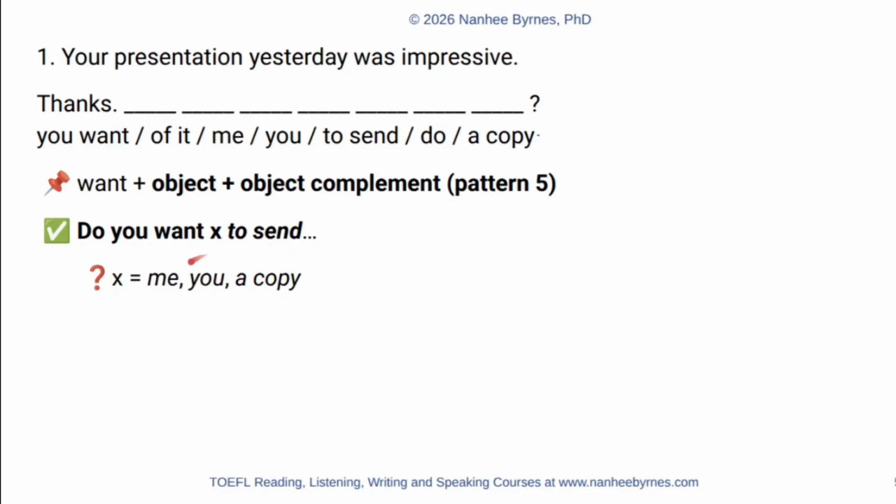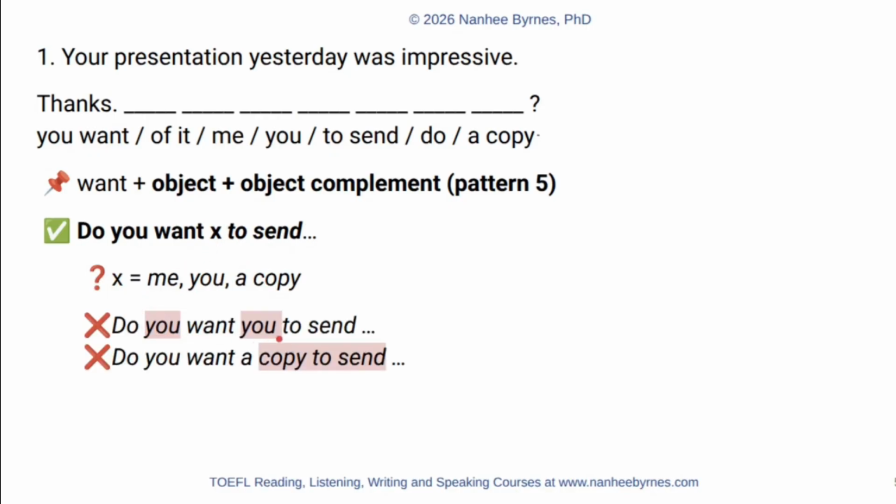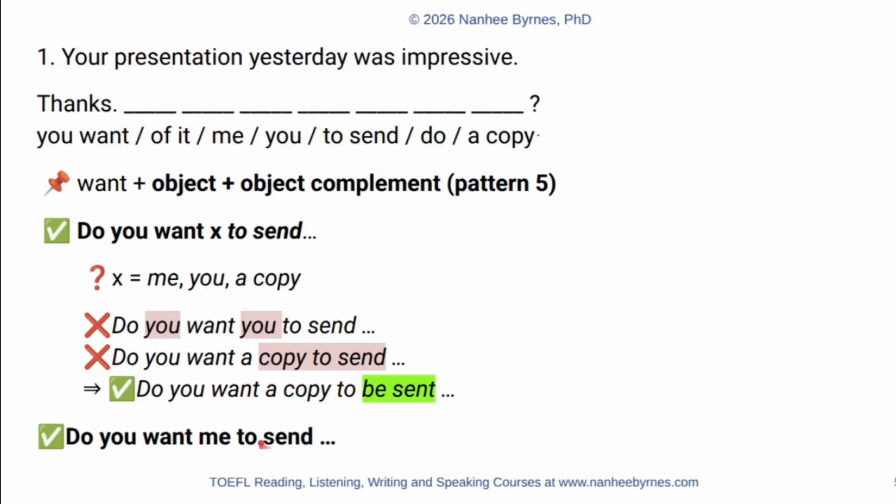First, do you want you to send does not make sense. How about do you want a copy to send? That's not grammatical either, because a copy cannot perform the action send. It would have to be in the passive voice. Do you want a copy to be sent? Therefore, me is the only correct option as the object. Do you want me to send?